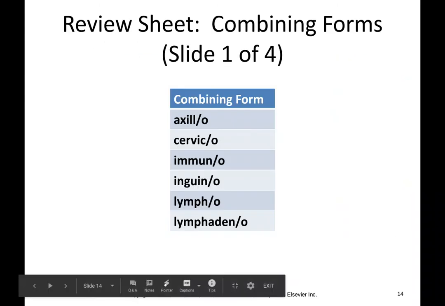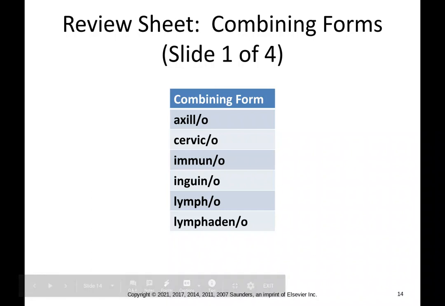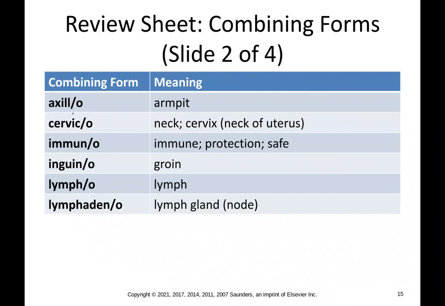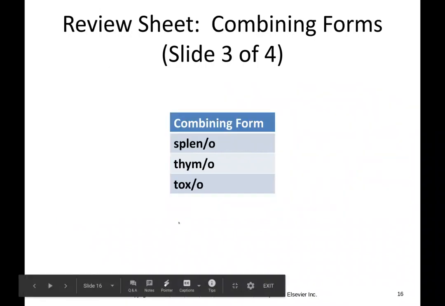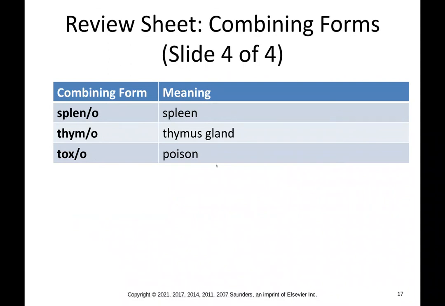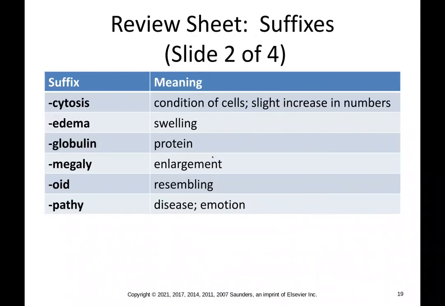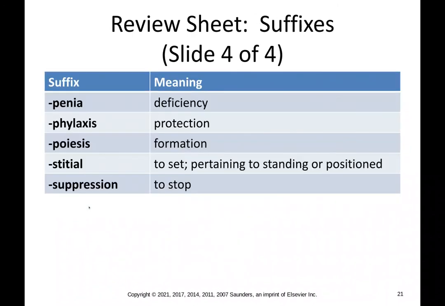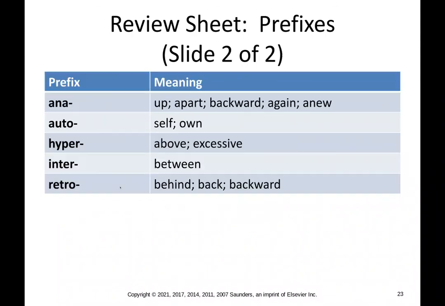Our combining forms review are axilo, cervico, immuno, inguino, lympho, lymphadeno, spleno, thymo, and toxo. Suffixes are cytosis, edema, globulin, megaly, oid, and pathy, penia, phylaxis, poiesis, stitial, suppression. Our prefixes are ana, auto, hyper, inter, retro.